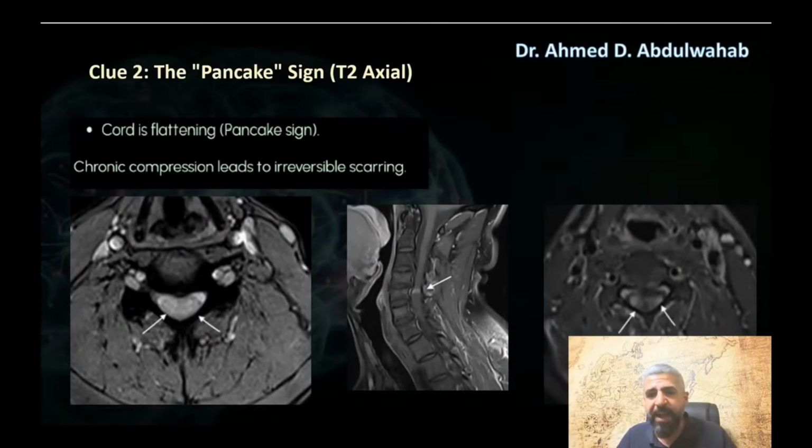It's called the pancake sign. The disc is not round anymore. It's flattened. It's like a pancake. And look inside. There is a bright T2 owl eye signal. The cord is scarred. You can see here the owl eye signal.